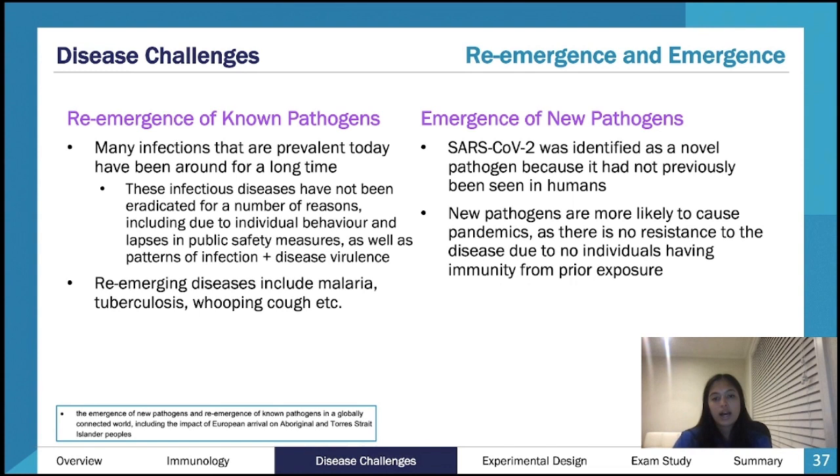And then there's that idea of nobody having prior immunity, nobody has your little memory cells hanging around. So that's when you get these kinds of pandemics, and new pathogens can do a lot more damage, is the idea there.